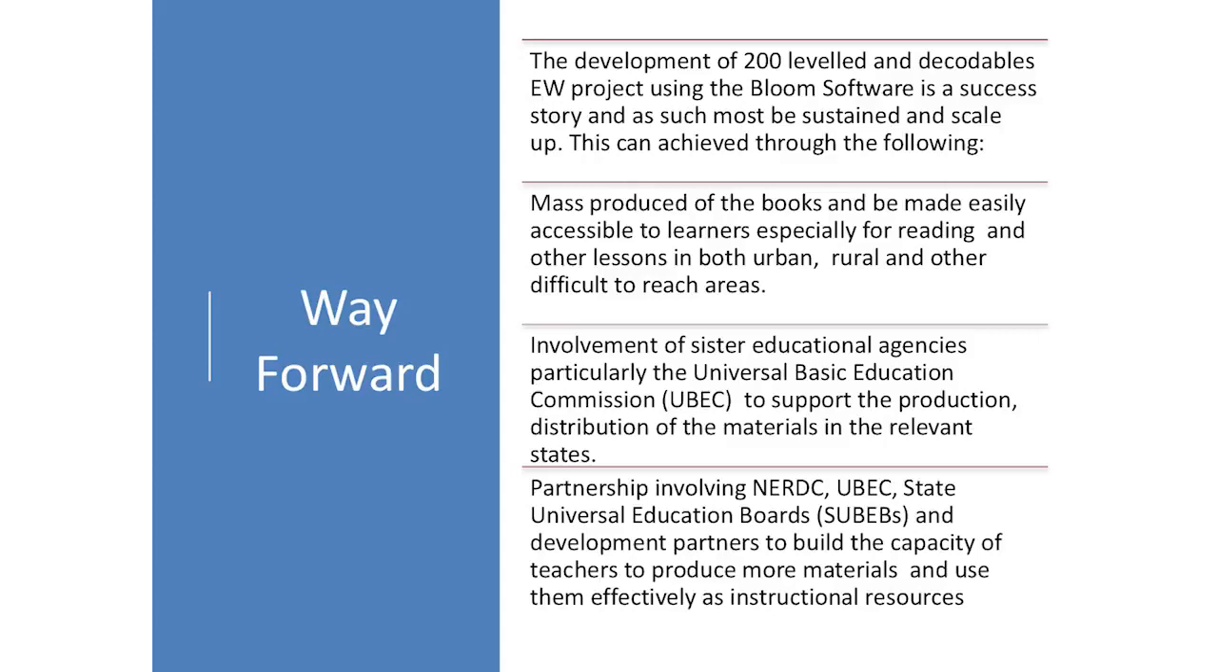One, mass production of the books, to be made easily accessible to learners, especially for reading and other lessons, in urban, rural, and other difficult-to-reach areas. I think this is very, very important. Although the target was 200, I'm sure more and more can be produced, and then we can reach all the nooks and corners of the environment.